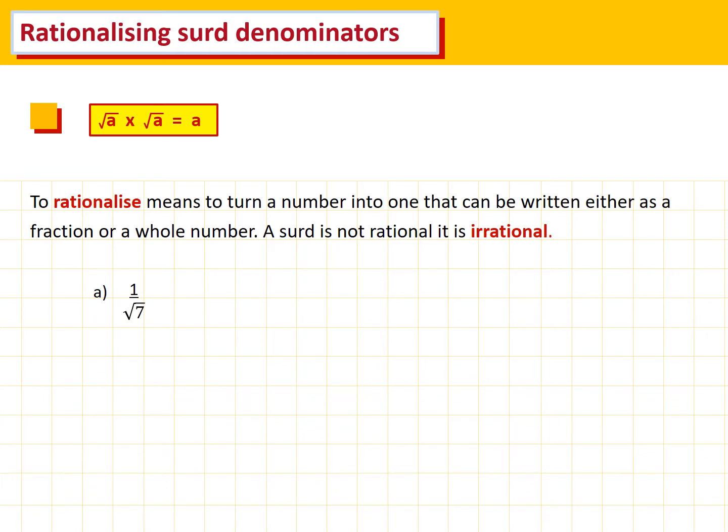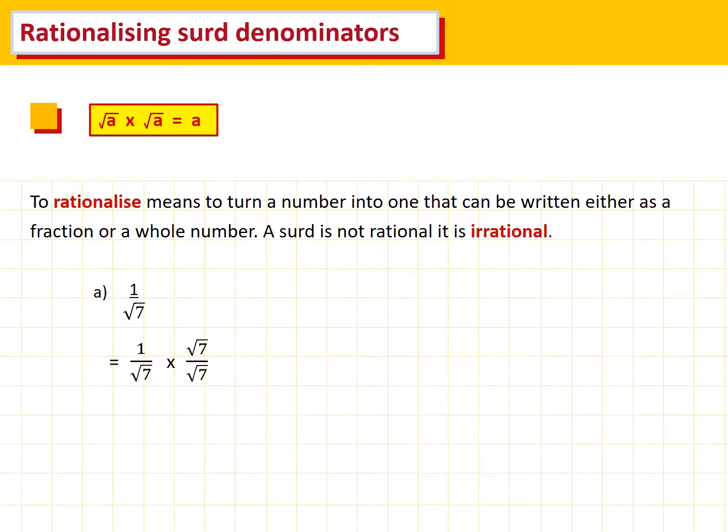Therefore, we want to turn the denominator, which is root 7, and root 7 is irrational, we want to make that rational. And the only way we can do that, if we look at the yellow box, is if we multiply root 7 by root 7. Actually, that's not quite the only way, it's the simplest way.